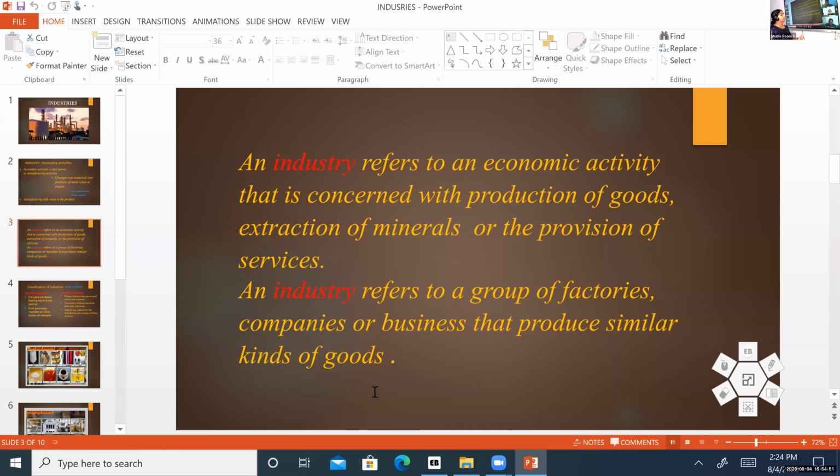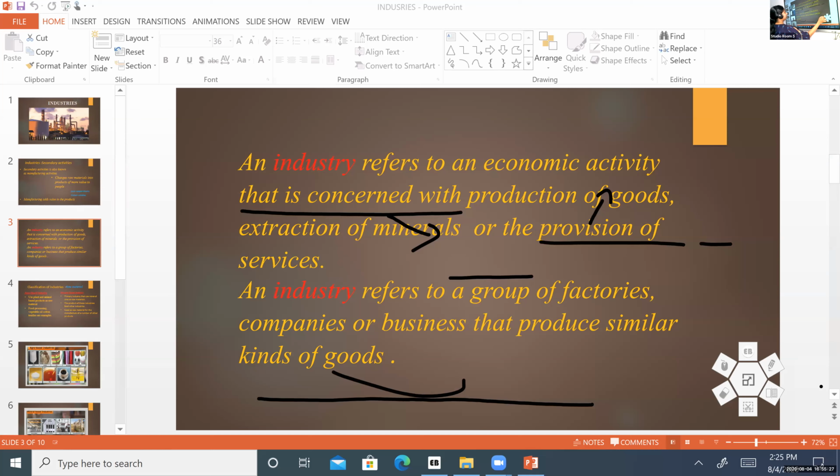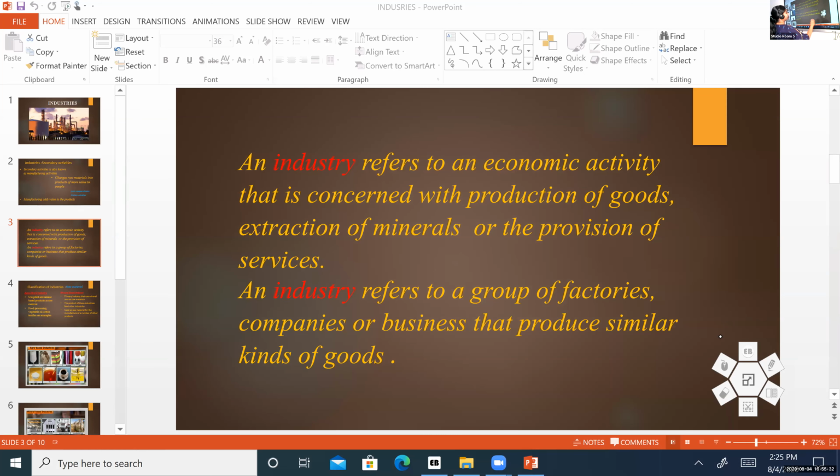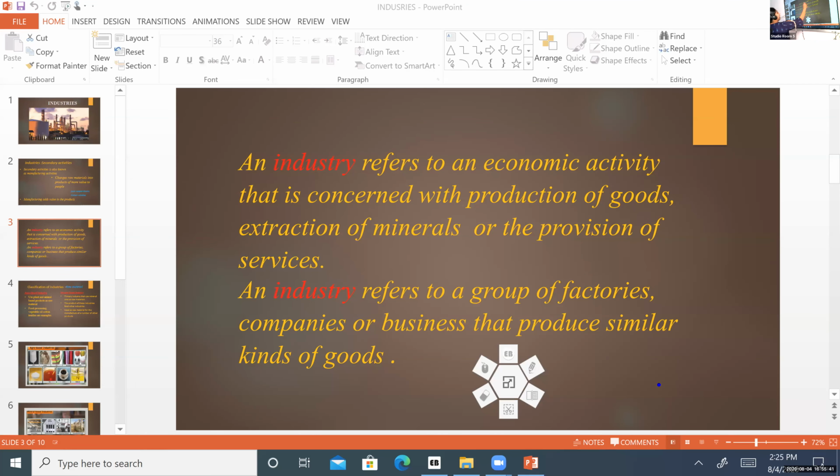Economic activity we can define in a different way: activity involving money, or activities of providing, buying, selling of any things. Economic activity exists at all levels within a society. Here, industry is an economic activity. First point you have to remember, it's an economic activity concerned with production of goods, extraction of minerals, provision of services.